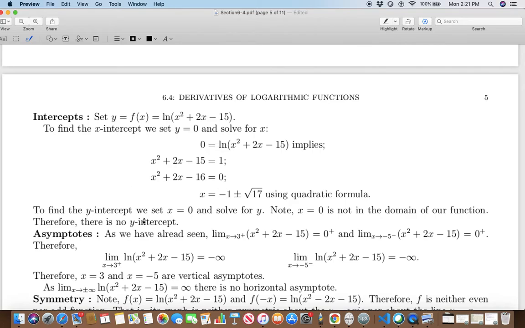How do you find the y-intercept for anything? Well, to find the y-intercept, you set x equal to 0. When x is 0, those terms are 0, and I'm left with negative 15. But negative 15 is not in the domain of natural log. So there is no y-intercept.